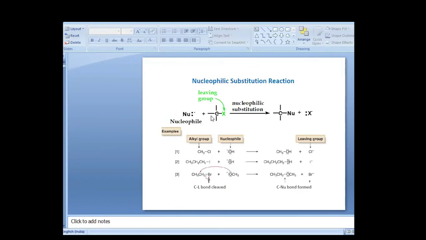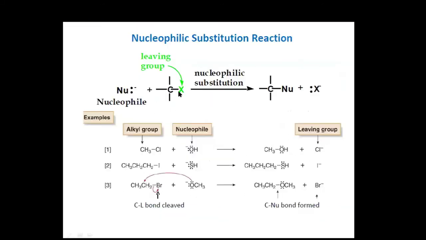R can be any alkyl or aryl substituent. Alkyl is generally the substance R-X, which we will call the substrate, and Nu minus is the nucleophile. And during the nucleophilic substitution reaction, what does substitution stand for? Replacement. Yes, replacement of one of the existing groups or functionalities with other functional groups or species.